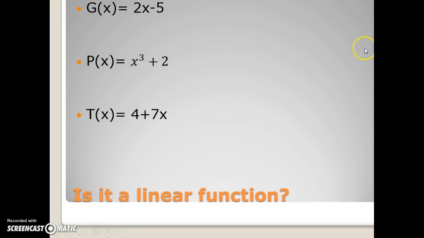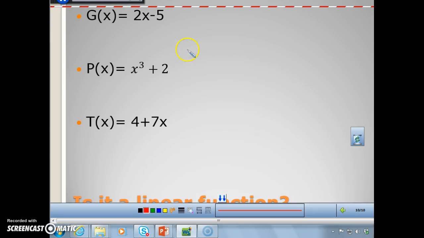And we'll talk about those more in depth in just a moment. Is it a linear function? So here's some more examples. This is yes. Only adding, subtracting involved, or multiplication involved. Second one is no. Why? Because there's a 3 there as an exponent. Last one is yes.